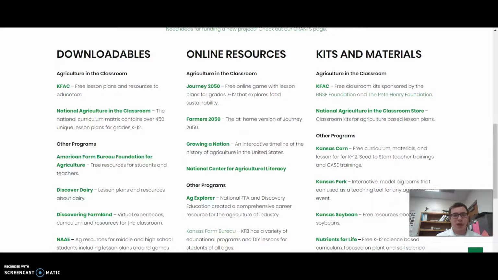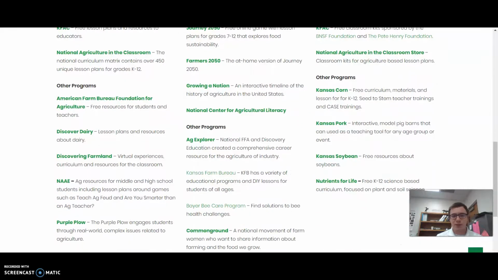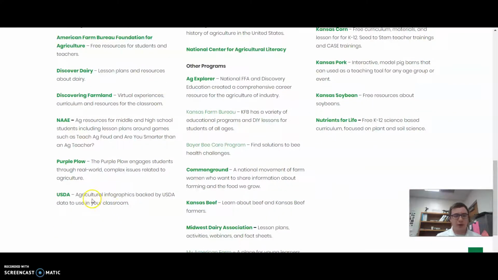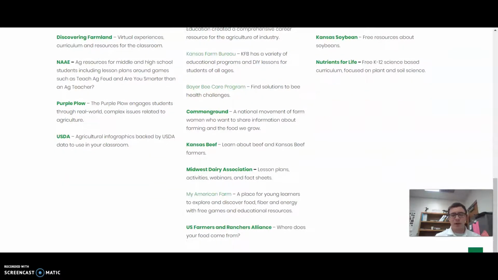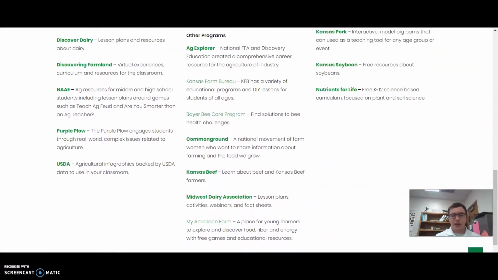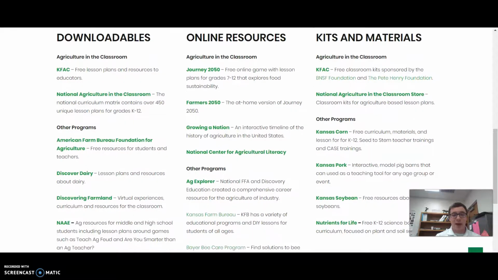that we can use, free lesson plans and resources. Look over here toward the left, we could use infographics backed up by the USDA data that we can actually use in our classroom. And because I think at times our students start to question where we're getting our information from, it gives us opportunity to really just show them that this stuff is backed up and we're not just pulling this stuff out of thin air. We're actually finding data to back it up.